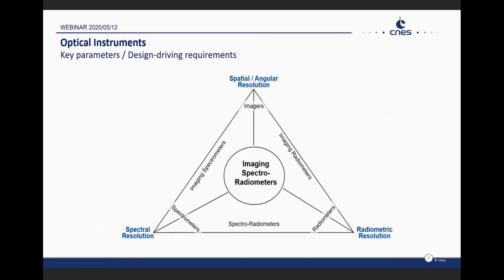Finally, next slide, this geometrical figure represents links between these key parameters and optical instrument classes. We find the imagers, where spatial angular resolution is the major design driver, at the top of the triangle. Logically, when spectral resolution is essential, we have to do with a spectrometer. In contrast, at the opposite, are radiometers with strict requirements for radiometric resolution.